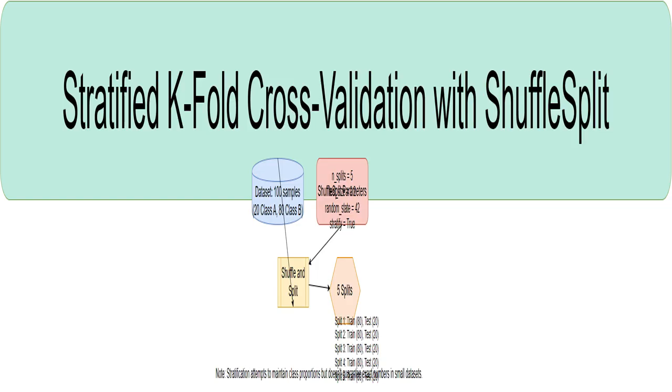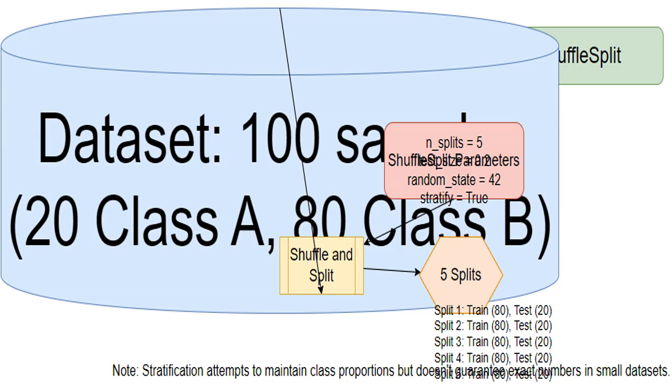This describes the method used to split the data for cross-validation. Stratified k-fold ensures that each fold maintains the proportion of classes in the original dataset, while ShuffleSplit introduces randomness to avoid bias from the data order. This is crucial for building reliable machine learning models. The dataset contains 100 samples distributed across two classes. 20 samples belong to Class A, and 80 samples belong to Class B. This class imbalance is something to keep in mind when analyzing the results of the cross-validation.